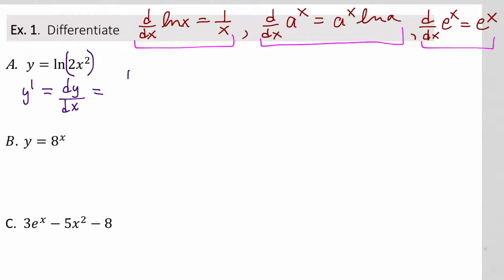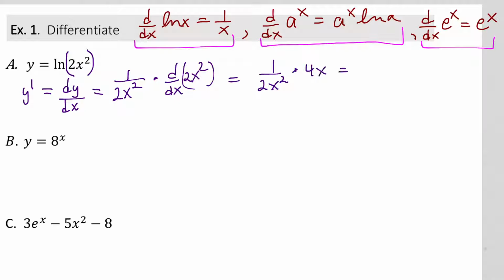So I've got 1 over 2x squared, and I'm going to have to use the chain rule here because I don't have just a plain x right there. So the derivative of 2x squared, multiplying by that. So this is 1 over 2x squared times 4x. So 4x over 2x squared. So that's going to reduce to 2 over x.